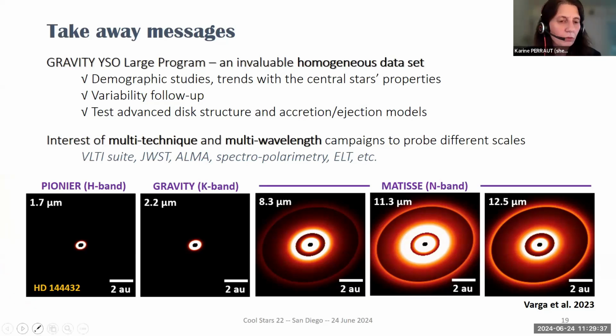And I will finish with this illustration of what we have recently done on this big star, where we are able to map the disk, which is a multi-ring disk with zones of different compositions, with a radial mineralogy gradient whose origin has to be understood, for wavelengths between 1.7 micron and 12 micron. And you see that we are able to probe really different scales. So I will stop here and I will be more than happy to take some questions.